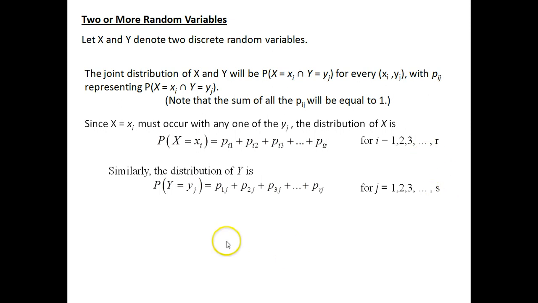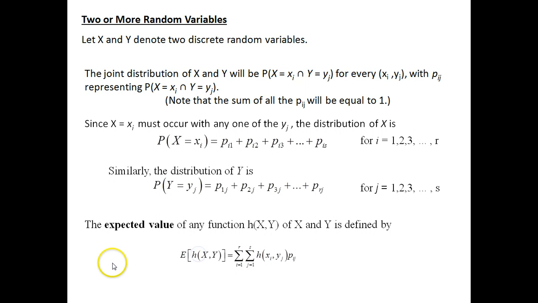So we have those probabilities for the x and the y, and then the expected value is defined to be the sum of the function of x and y with the corresponding probability, the sum for both the i and the j.